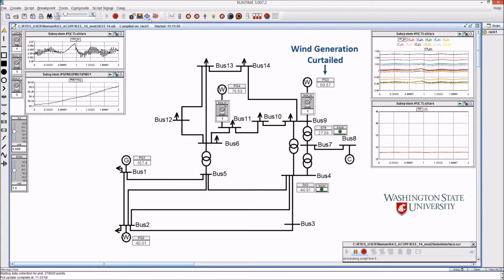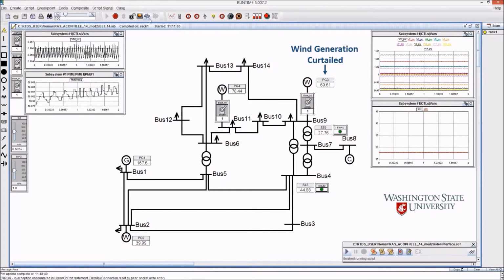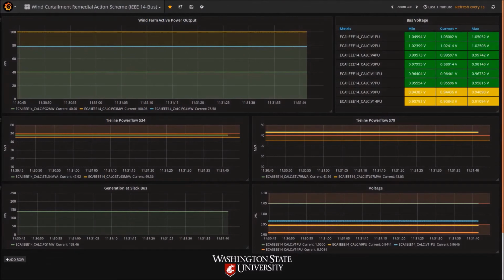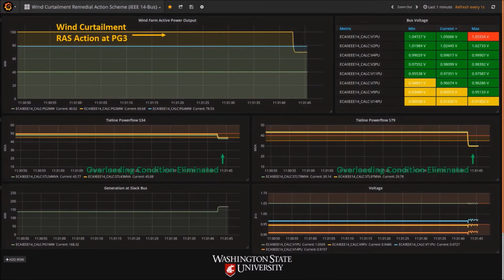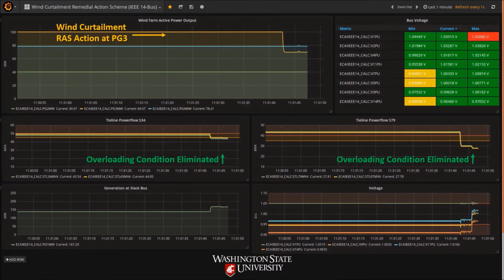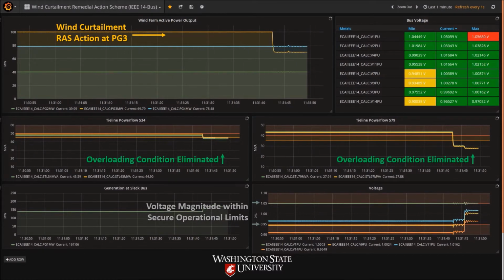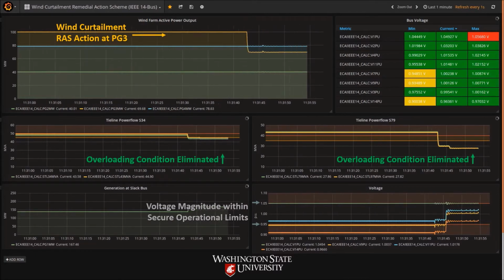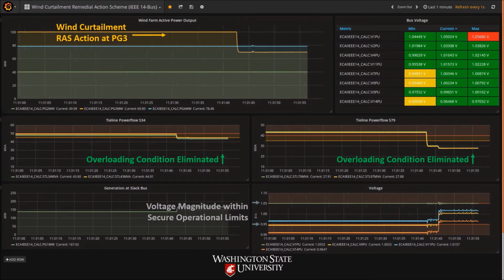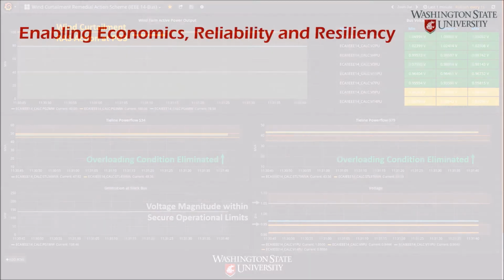Wind farm 3 is curtailed to around 70 megawatts. And the overloading conditions are eliminated on branch 3 to 4 and branch 7 to 9. On the dashboard, we can see the power flow on both branch 3 to 4 and branch 7 to 9 drop below the threshold. Voltage violations for bus 9 and bus 14 are also eliminated. The grid is back to the normal secure condition, with all system state variables within the operational limits.